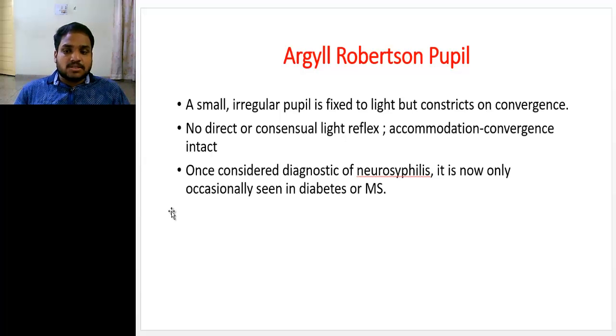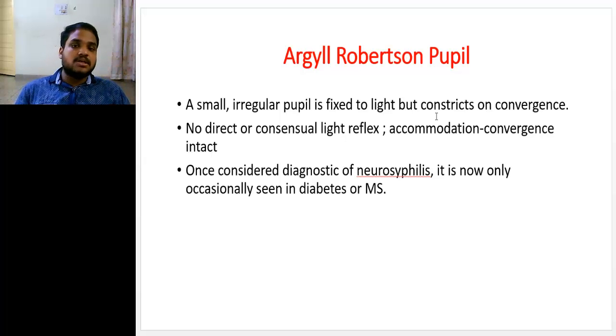Now we will discuss two named pupillary defects. One is the Argyll Robertson pupil. What is Argyll Robertson pupil? It is a small irregular pupil that is fixed to light, but it constricts on convergence, right? That means if you shine light into the eye, there is no direct or consensual light reflex, but on accommodation, once you converge, the pupil will be constricted.